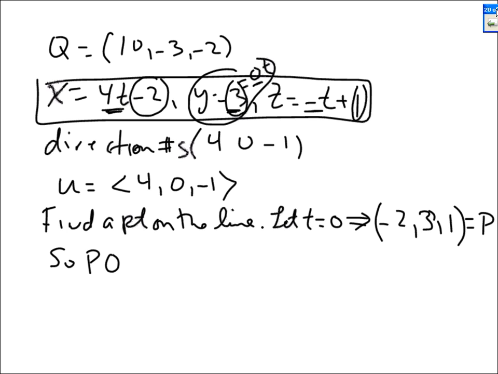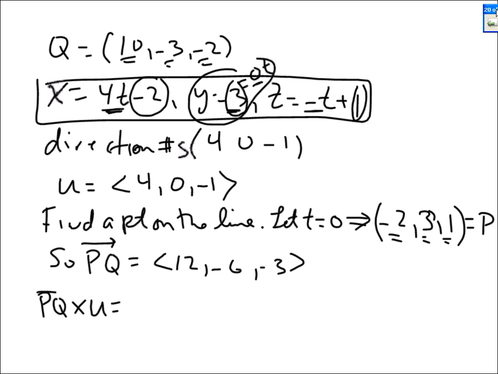So let's find PQ. The arrow says it goes to Q, so Q's the head. You do the head minus the tail. You get 12. -3 minus 3 is -6. -2 minus 1 is -3. And what we want to do now is to find PQ cross U. PQ is 12, -6, -3, and U is 4, 0, -1, using i, j, k.